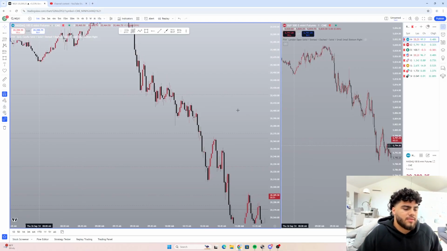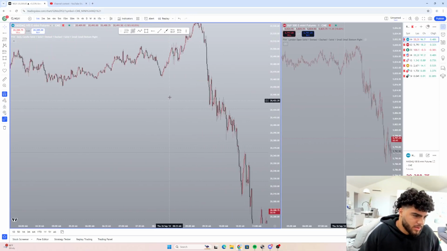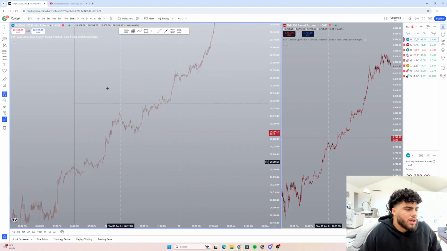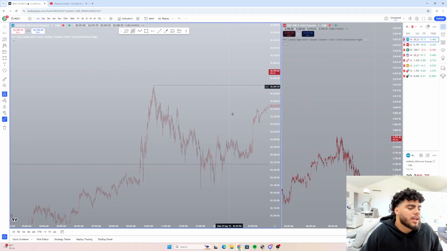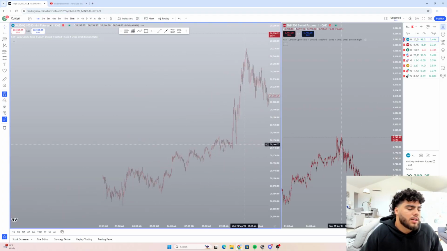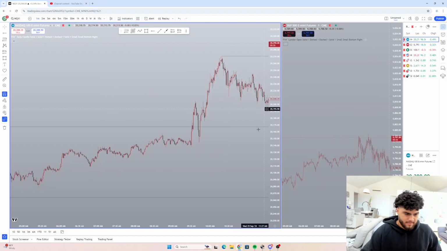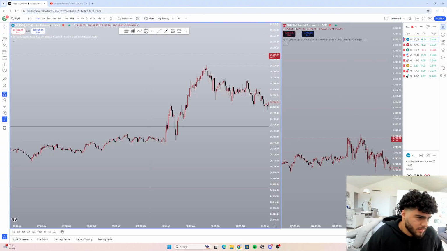Let's see, let's find another example. I've only been shorting lately, I feel like. Oh no, I definitely longed yesterday. Okay. So yesterday, this is where I got long.